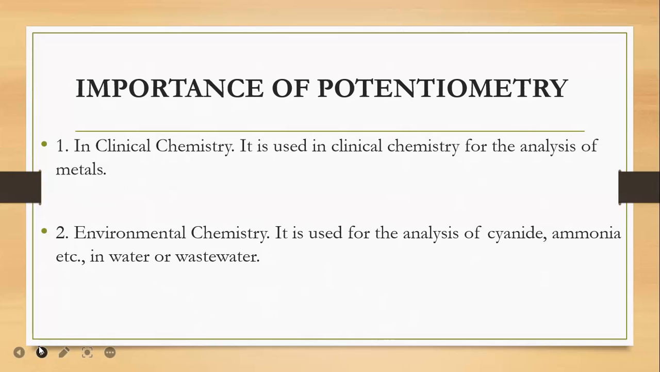So next, we have the environmental chemistry. It is used for the analysis of cyanide, ammonia, etc., in water or wastewater. They use potentiometry in the monitoring of environmentally important trace metals and anions in natural water and soils. They can easily know the toxic effect of the metals on aquatic biota, which can also affect the health of people consuming seafood.